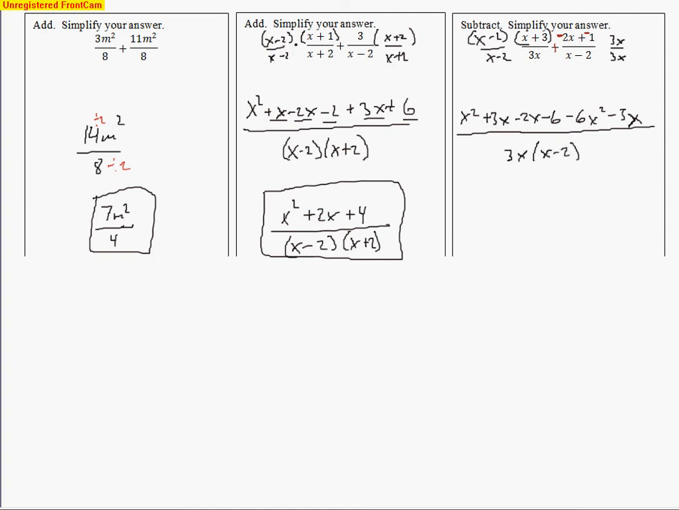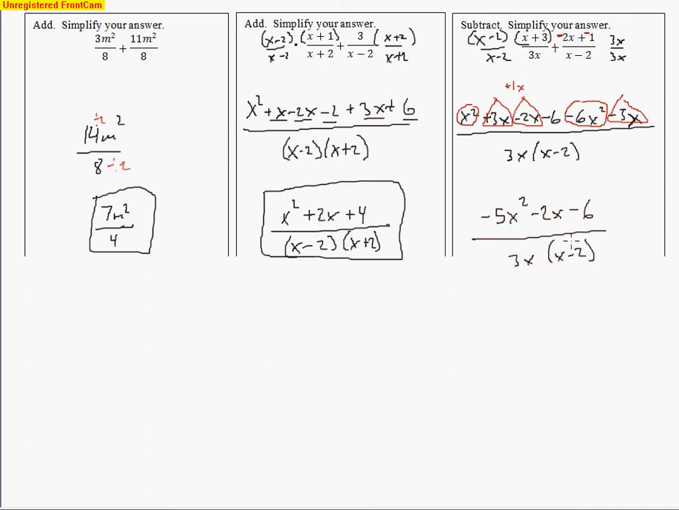So now I'll collect like terms. I see that I've got a negative 6x squared and an x squared. So that's going to give me a negative 5x squared. And I look at the x terms. I've got 3x, negative 2x makes positive 1x there. And then I've got this negative 3x. So that gives me a negative 2x. And then the last term left over is negative 6. And it's all over 3x and x minus 2.